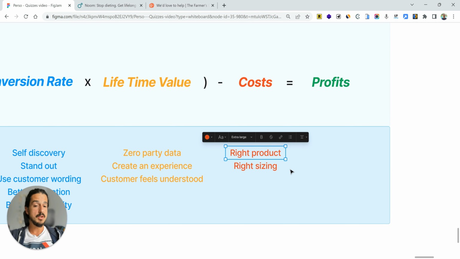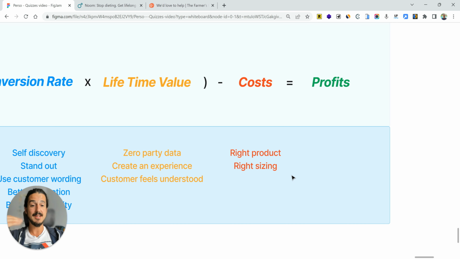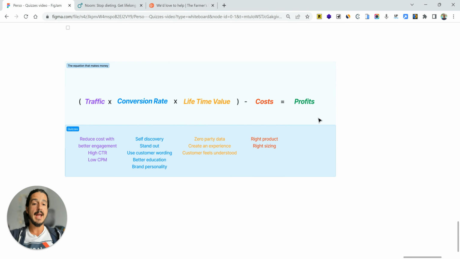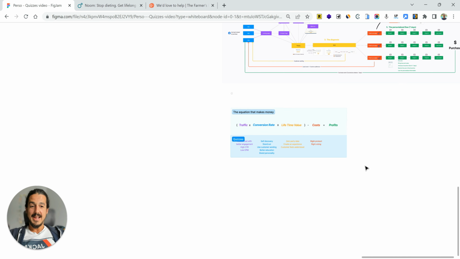Also for the cost, logically, when you recommend the right product, probably the right sizing, you help them to find exactly that. You reduce your return rate, so you have less customer service, so you reduce your cost, and it equals more profit for you.